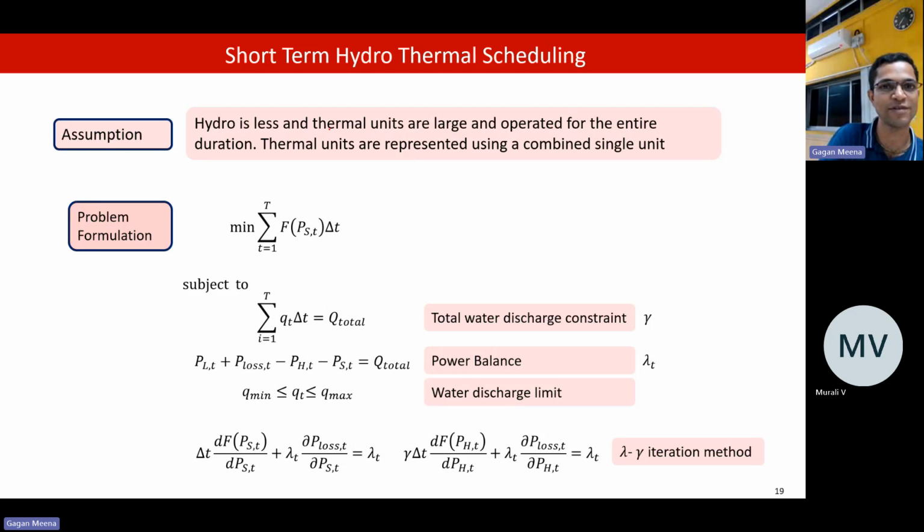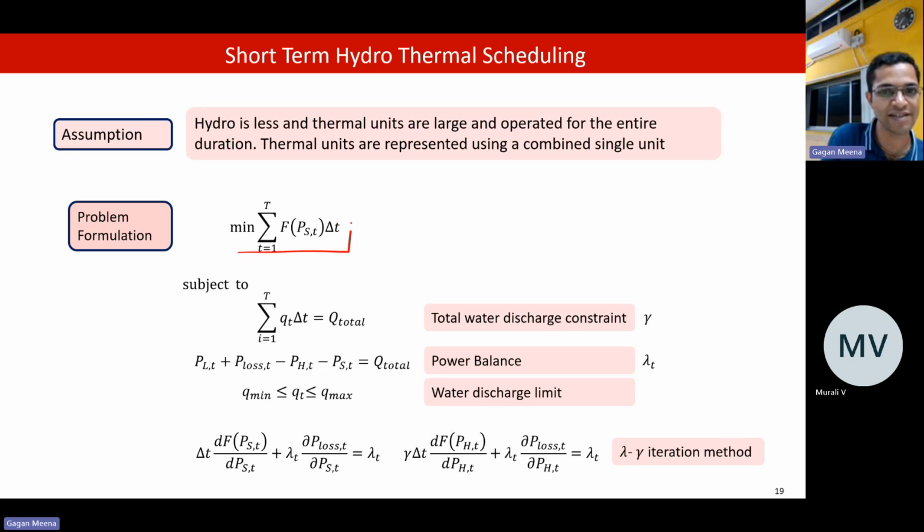So here it's opposite. Thermal units are large and operated for the entire duration, and hydro is there to support. So for the thermal generators in this case, we use the composite cost function which we have studied. All the thermal generators are represented by one single unit, and then it becomes a two-unit problem, one thermal and one hydro. But the only thing is, hydro is small here.